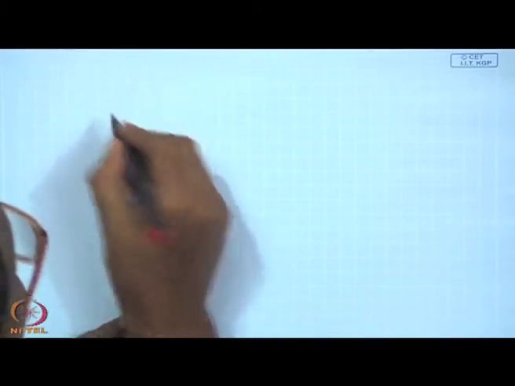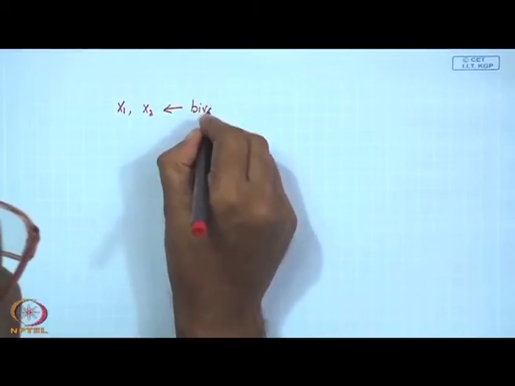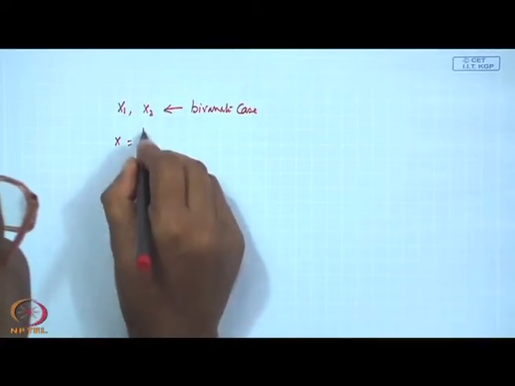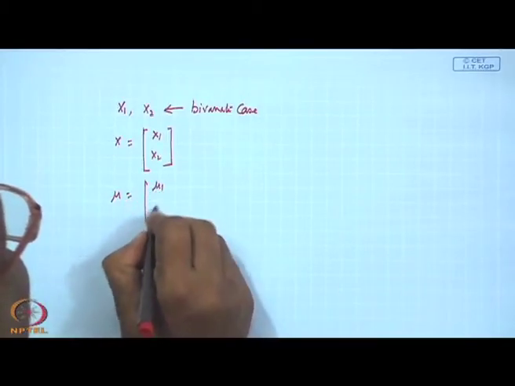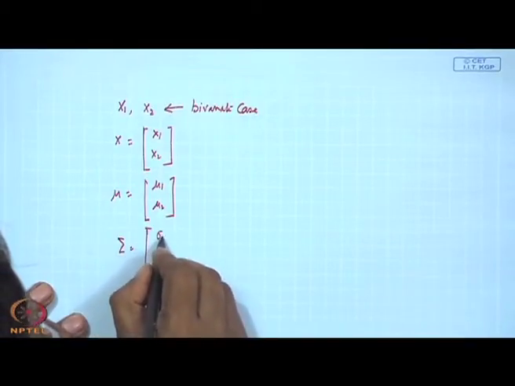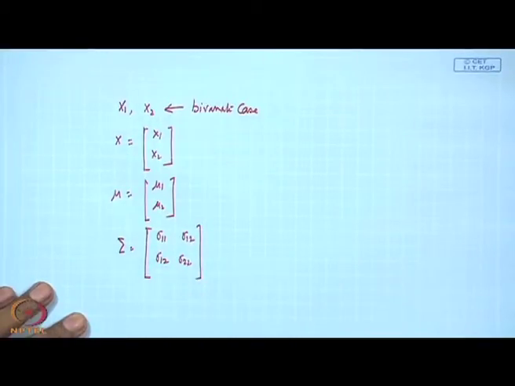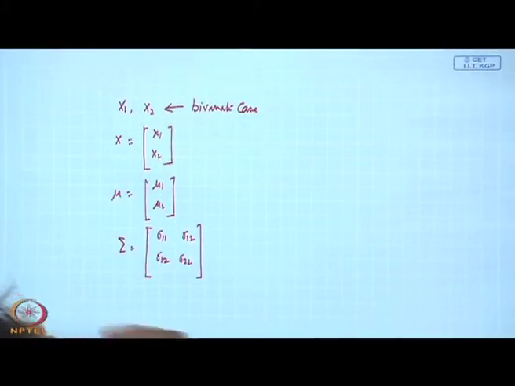Suppose you think that you have 2 variables x1 and x2, which we are calling a bivariate case. So, our x is x1 and x2, and my mu is the mean vector mu1 and mu2, and your covariance matrix will be 2 by 2: sigma 11, sigma 12, sigma 12, sigma 22. I hope that there is no problem with you in this nomenclature.